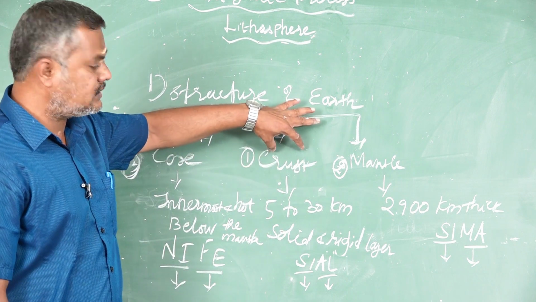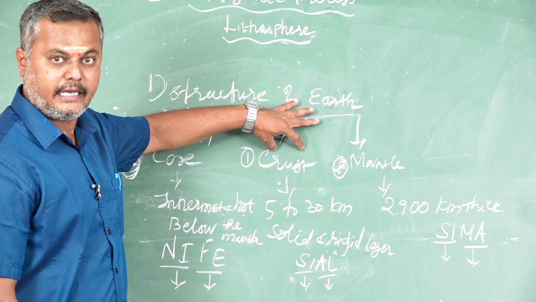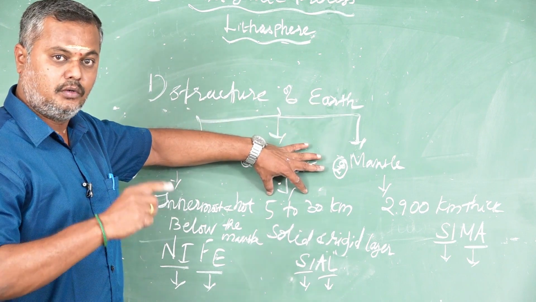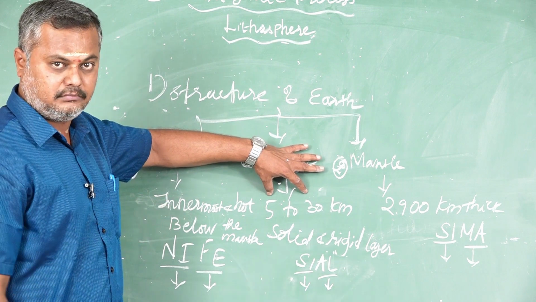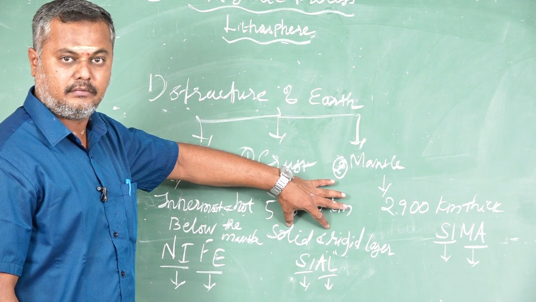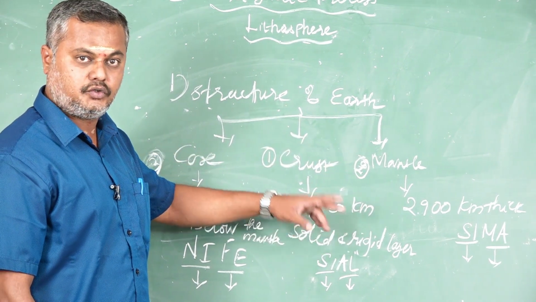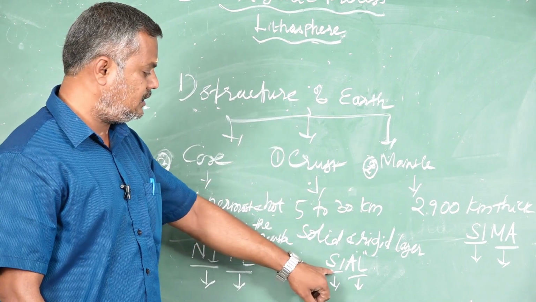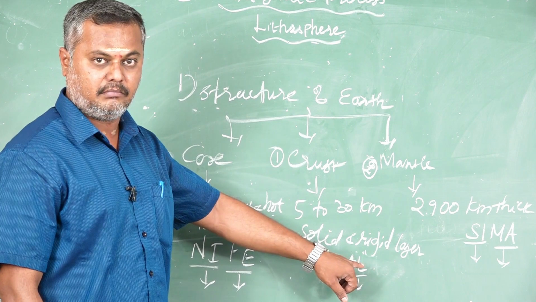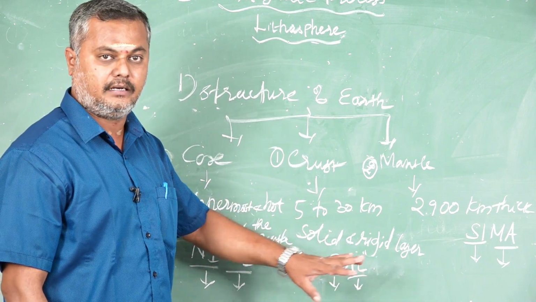The crust is the outermost layer of the earth. It extends from the surface to a depth of 5 to 30 km. It is a solid and rigid layer. The minerals which the crust consists of are mainly two: Si and Al, which stand for silicon and aluminium. Silicon and aluminium together are called SiAl.